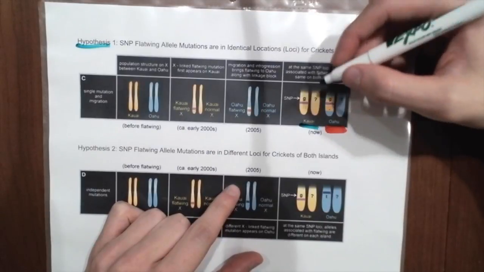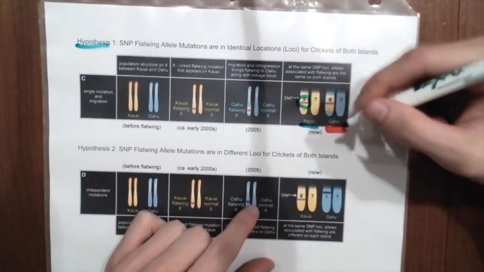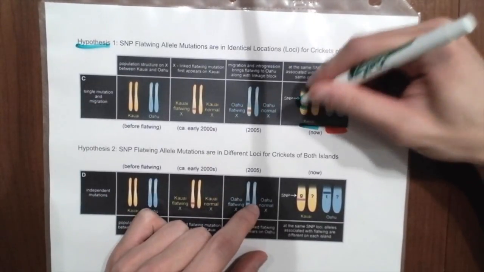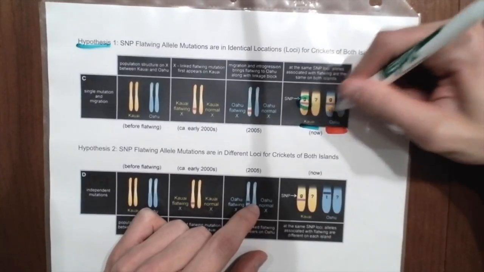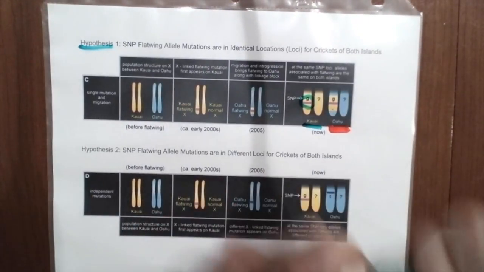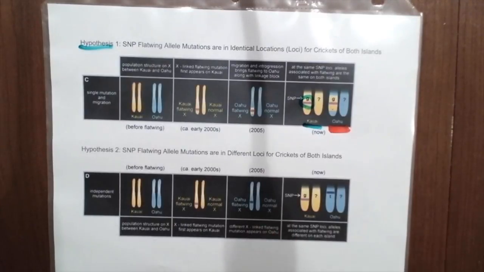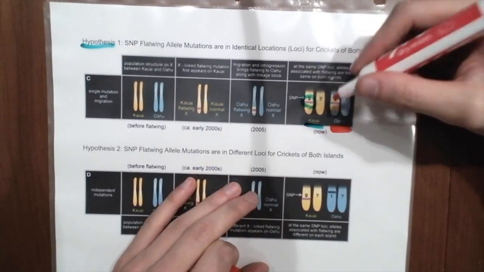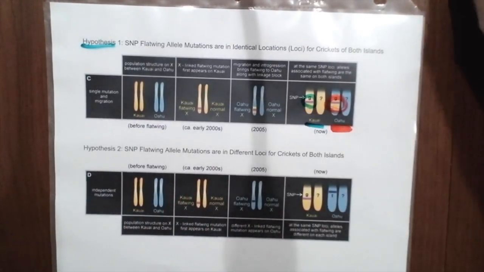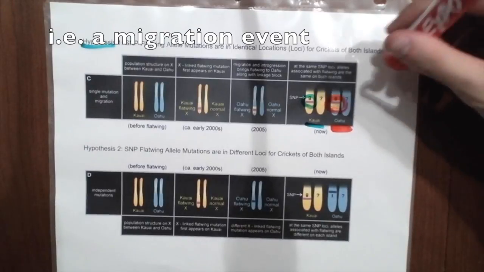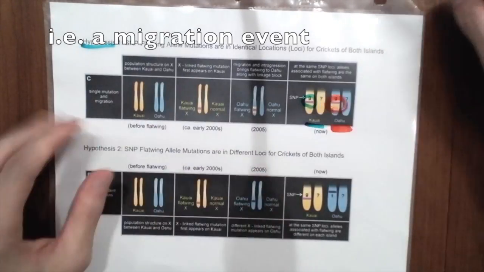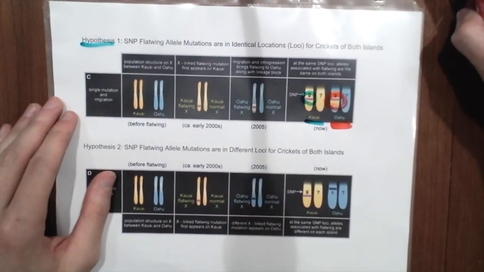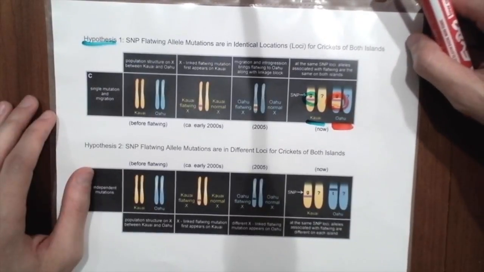It's saying that this mutation, which causes flatwing in the Kauai population, occurs at this locus, and in the corresponding allele in the Oahu population, the mutation that causes flatwing also occurs at the same locus. Okay, and that suggests descent from a common ancestor. So that would go against the idea that flatwing developed independently and convergently in the two populations.